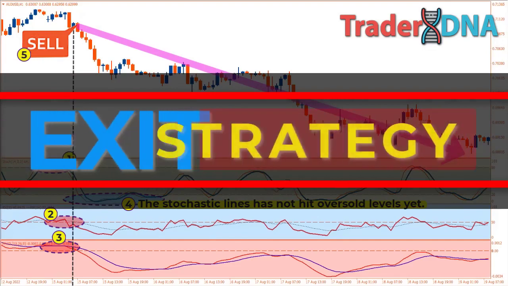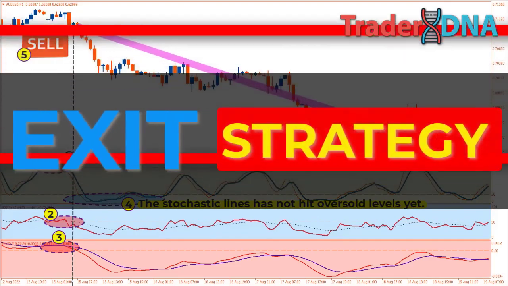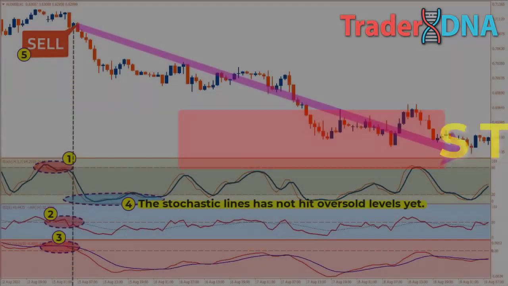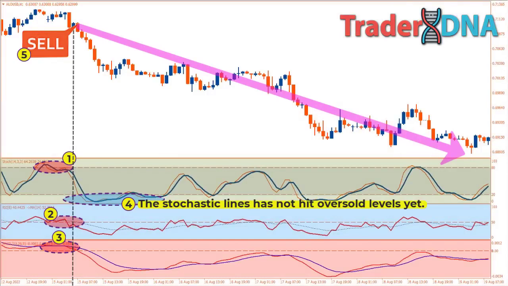Exit strategy. You would want to place your stop loss at the nearest swing low if you took a long position. If you are in a short position, you would want to place your stop loss above the nearest swing high.